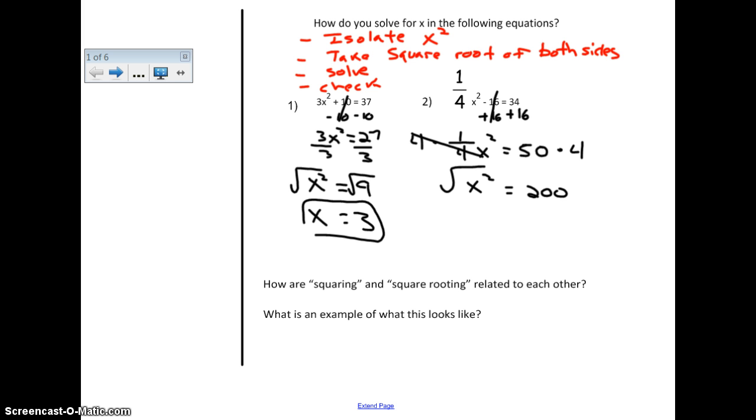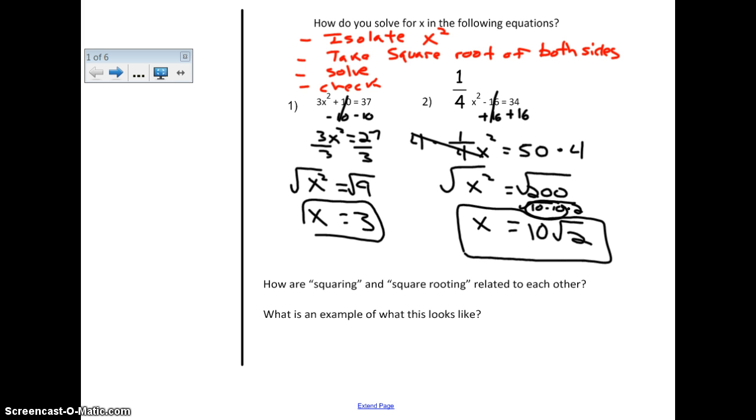Take the square root of both sides. We get x equals the square root of 200, which can be simplified, as you know from previous days. The square root of 200 would be the square root of 10 times 10 times 2. Square root of 10 times 10 is 10, and you get 10 radical 2. If you plug in 10 radical 2, that should also check out. As you'll see in later examples, it's very important to check your work because we're going to learn about extraneous solutions. We'll talk about that later.